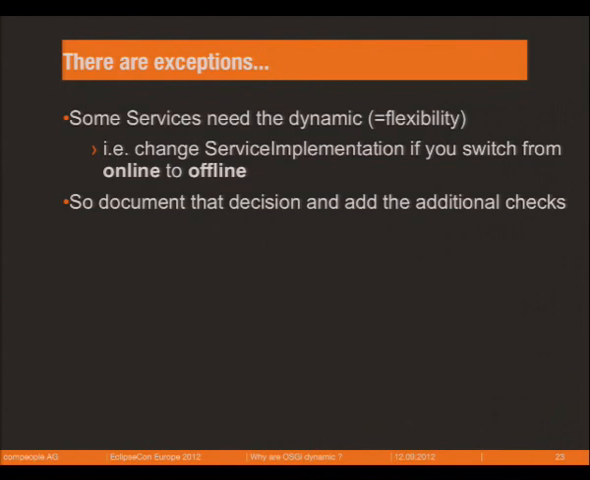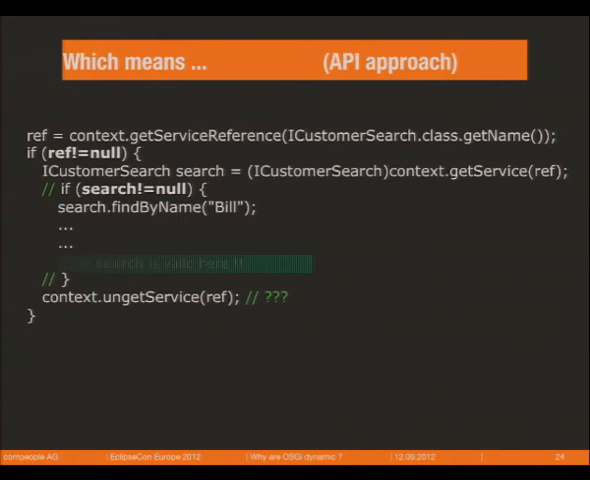I think there are exceptions to this rule. This is not a 100% rule. Not everything is black and white. There are things where you want dynamic services, where you want services to go away if you are offline. You can do that, document it well and use it, and in these cases do these checks. But I think in 80% of the RCP applications that I know of, you don't need this kind of dynamic, and then you can do fewer checks. You can actually know that this is there. You can always be sure that a Java reference to an OSGi service is always there, and you can even remove the null checks.